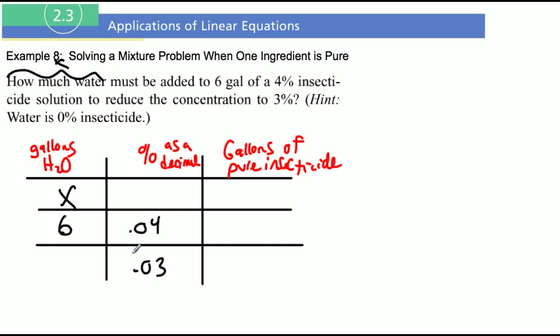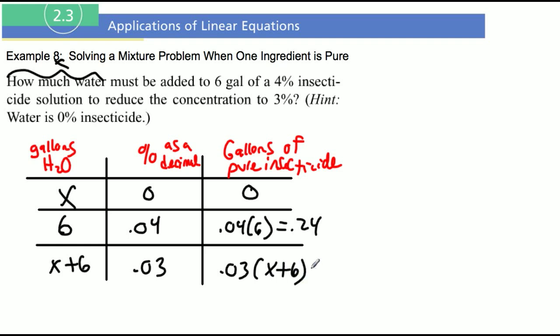Okay, so let's see if we can fill in some blanks here. And this is where the hint comes in. The water is 0% insecticide, so that's why this is going to be 0%. So 0.0 or just 0. So x times 0 is just 0. 6 times 0.04, so 0.04 times 6 is 0.24. And the gallons, again, we're supposed to add these right here. So x plus 6, we add those. And so now we multiply these guys. So 0.03 times x plus 6.